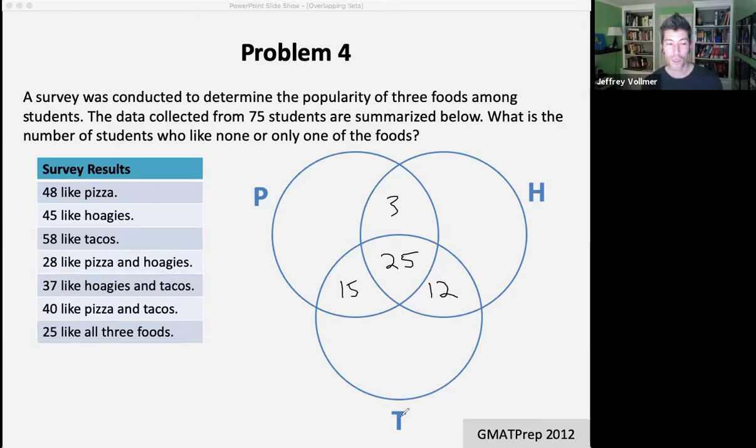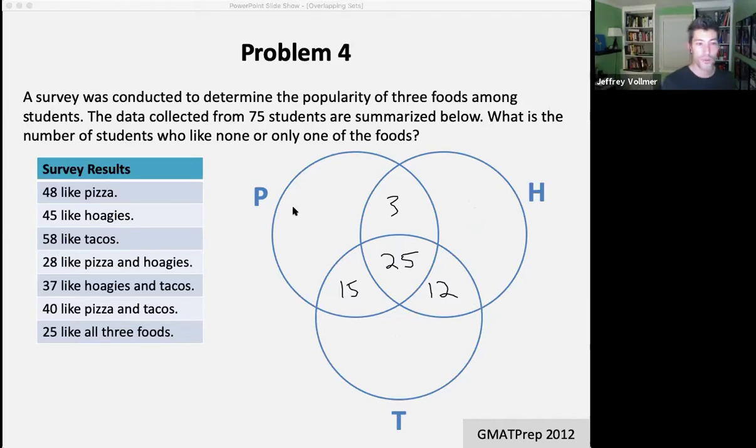Now you can keep working from the inside out. Switch colors here. If you know that 58 people like tacos, well, here's 40 of them, and here's another 12. That's 52 in this weird shape. I guess all the shapes are weird, but that's 52. So that means this needs to be another 6. And if there are 45 people that like hoagies, this is 40 of them. That's another 5. And if there are 48 who like pizza, this is 43 of them. That means this is another 5. So you can keep working inside out, but you actually don't need to do that on this problem.